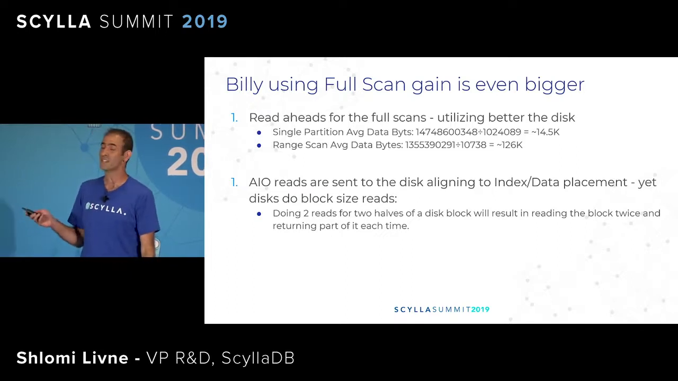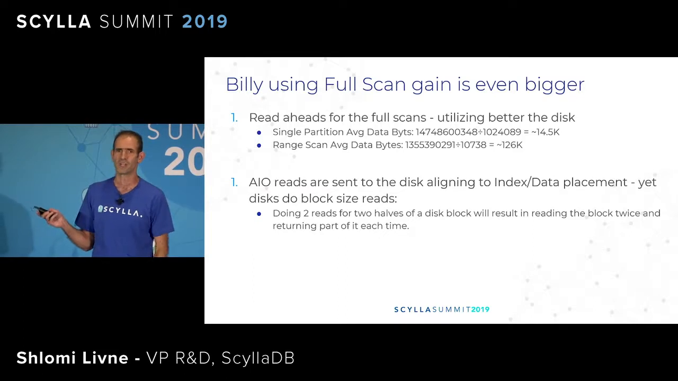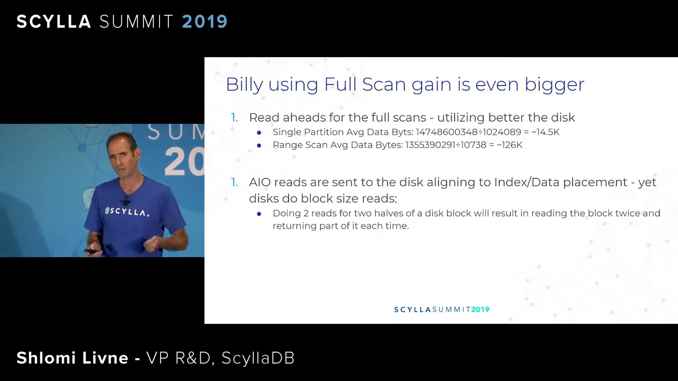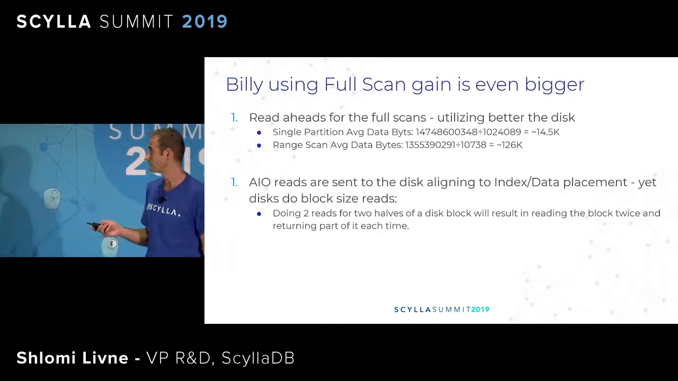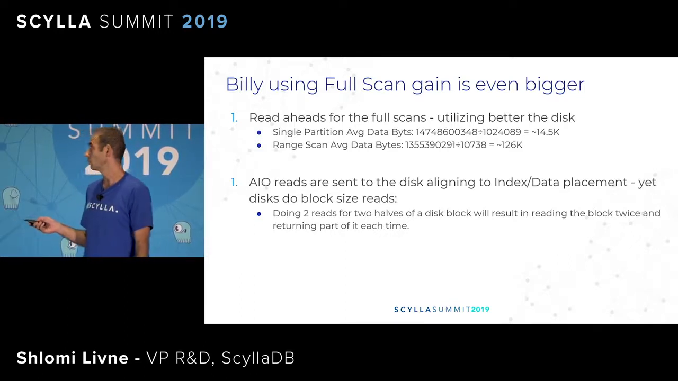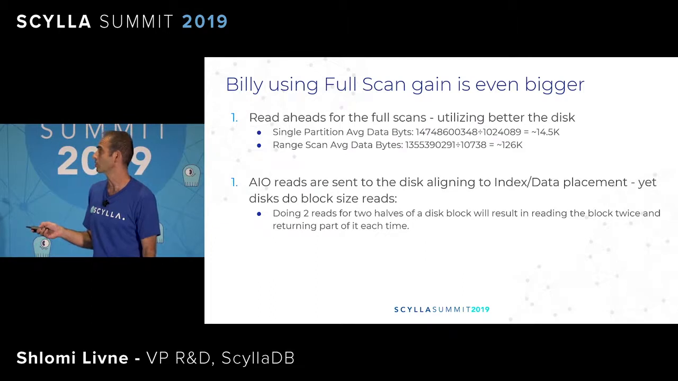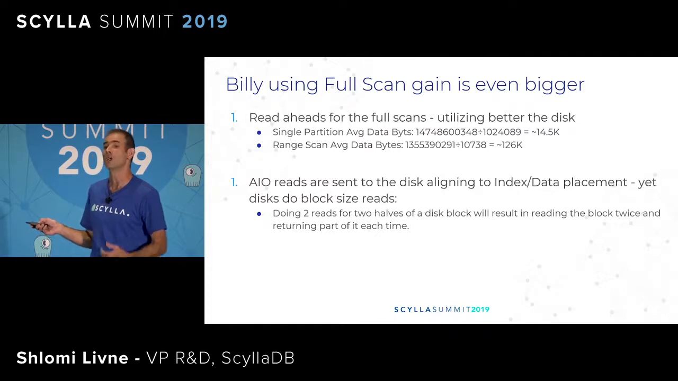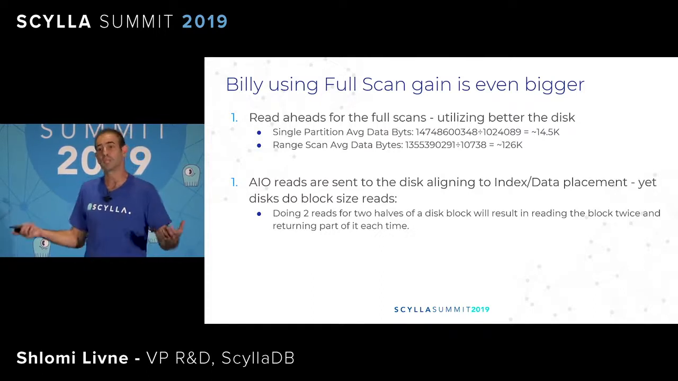If we're talking about the number of buffers that we saw, the fact that the amount of data I/O was much less is because we were reading larger chunks. When we're talking about single partition, the average data bytes request was around 14.5K. If we're talking about range scans, we were using 126K buffers. So again, it's much more optimal for some cases.